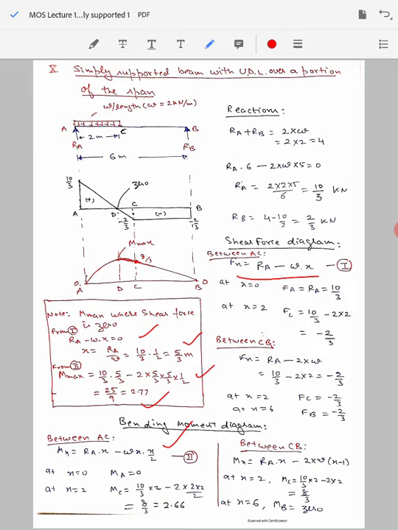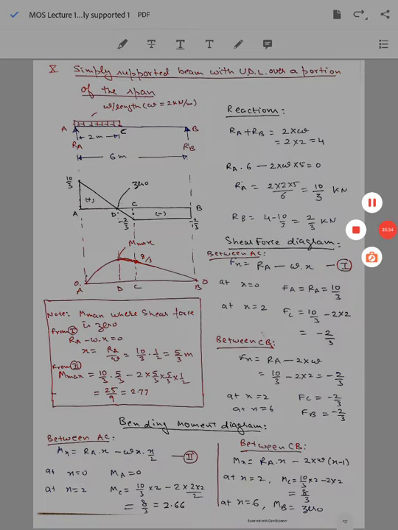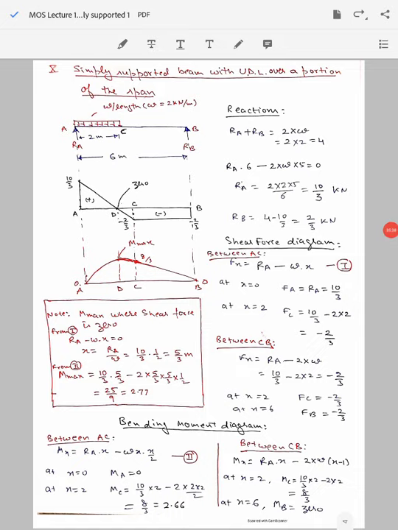So this value, you see, is higher than the value that we evaluated for the point C. So this is the maximum value of the bending moment and it is reached before the point C, and this is a parabola and this is a straight line. We must remember that. Now this brings us to the end of this portion. We'll do some more numericals on the simply supported beam in the next lecture.